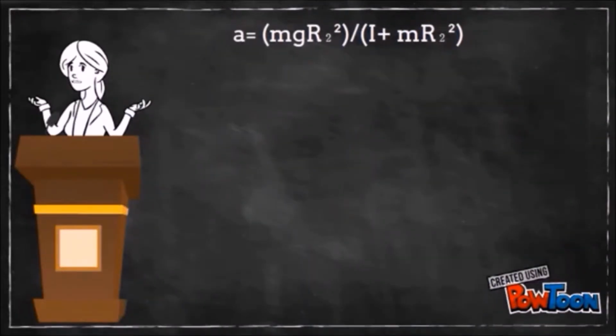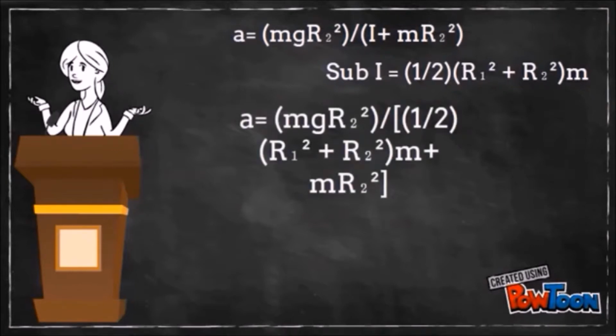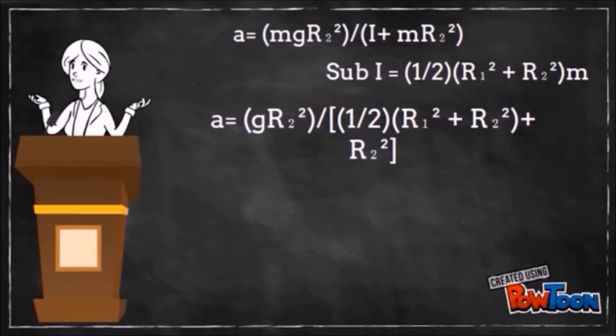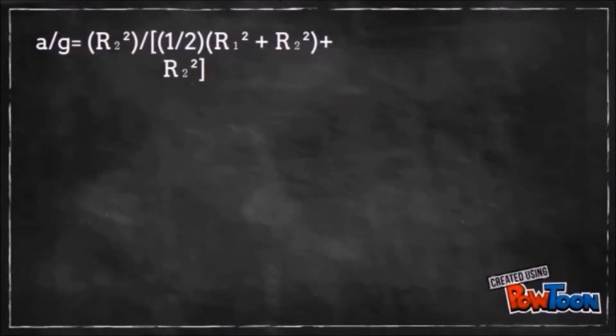Next, we substitute in I, which is the moment of inertia of a disk with a hole in the middle, to get a more complex equation. However, we cancel out the masses, which means mass has no effect on acceleration. Then we bring over g to the other side, and the equation looks more familiar. Finally, we should clean this messy equation up.